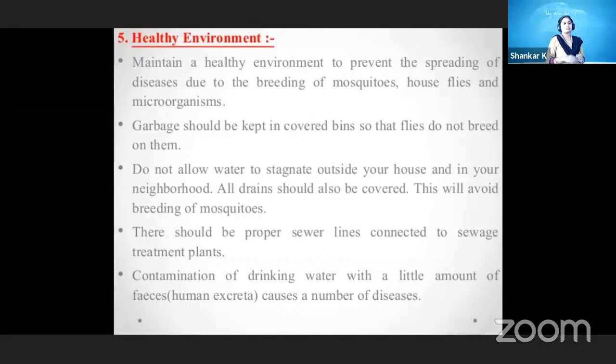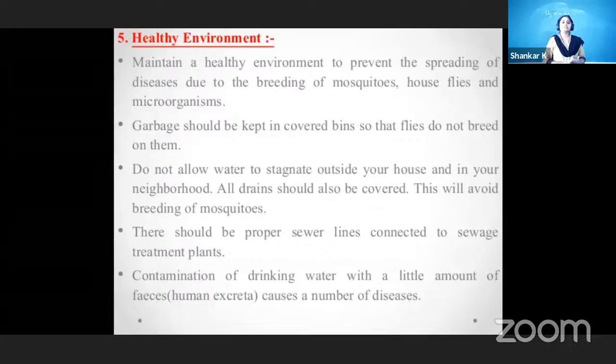After 2 days, 3 days, in that water the mosquitoes or the flies start to breed in it, and they increase their generation, we can say. For example, they increase their number of mosquitoes if you keep it like that. That's why we should not allow water to stagnate.